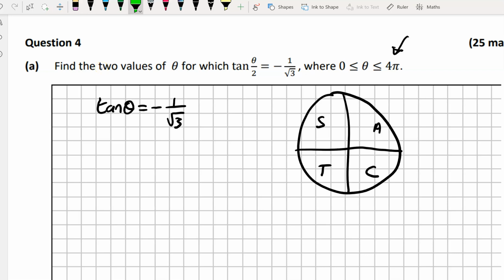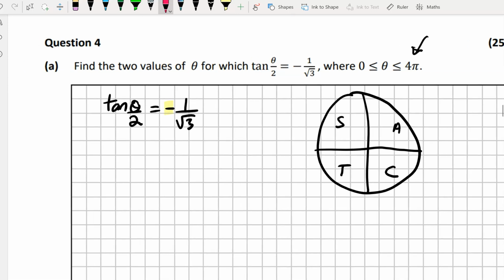First thing we might notice, apologies, I miswrote it. First thing we'll notice here is that tan(theta/2) gives us a negative answer. So we check where tan is negative: in the sine quadrant and the cos quadrant.